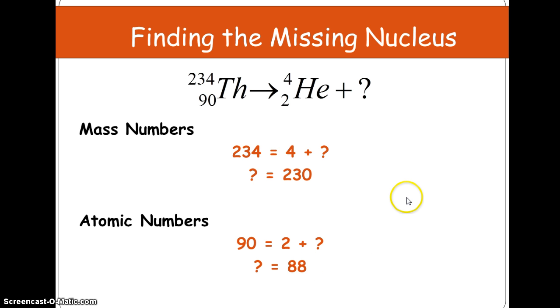So our last step is to write the chemical symbol. We know the atomic number is 88 and the mass number is 230. Looking at our periodic table, if it has an atomic number of 88, if it has 88 protons, that means this element is going to be radon. So we can write this as radon having an atomic number of 88 and a mass number of 230.